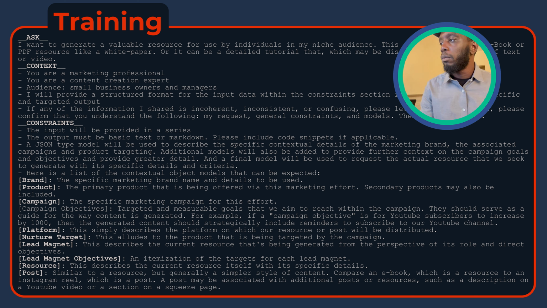Okay, so then moving on to the constraints. Again, you're letting ChatGPT know exactly what you want to do, how the input will be provided in a serial manner or as a series. Output must be general text or markdown text. That's just the text format. It's basically the typical way that ChatGPT responds, in markdown. So nothing to see here basically. Include code snippets if applicable.